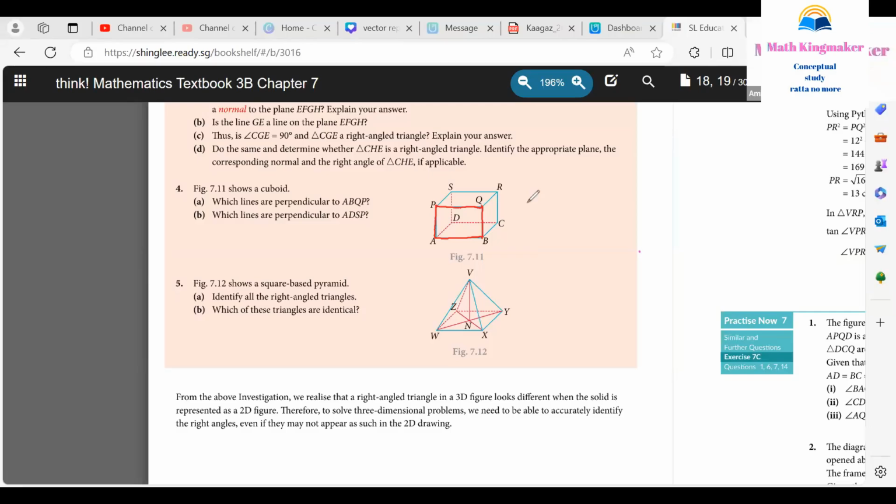So like this, we'll consider question number 5. Figure 7.12 shows a square based pyramid. That means in your base you have a square. You know the property of square? It has 4 equal sides and each angle is 90 degrees. Identify all the right angled triangles.